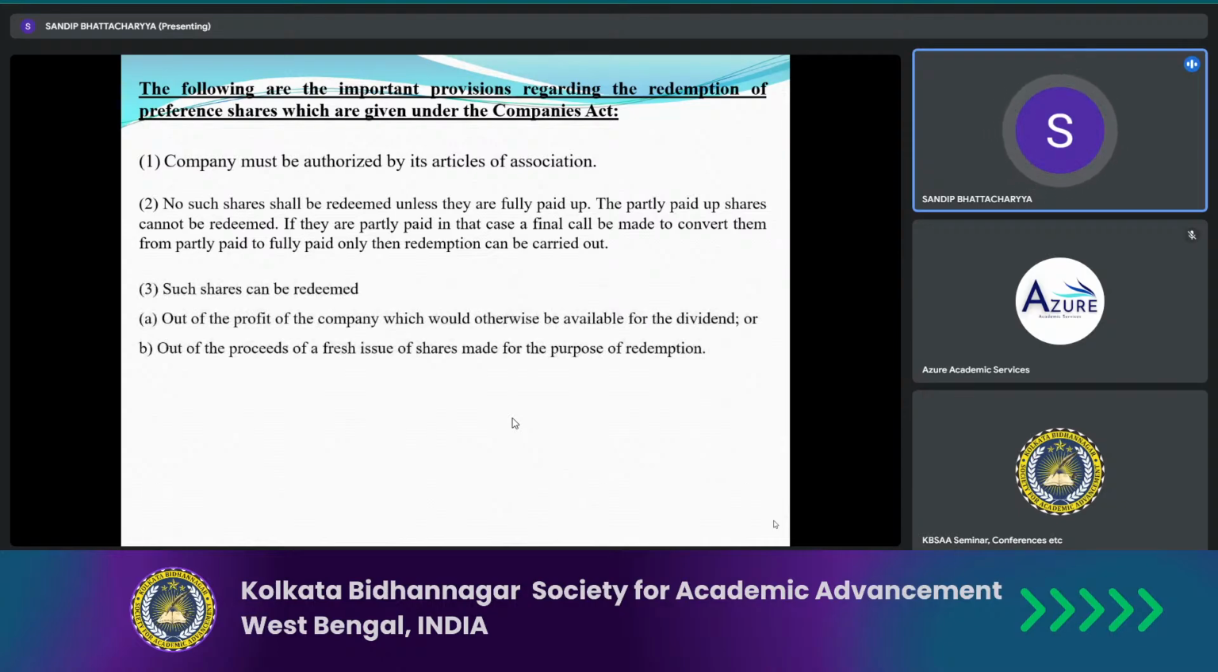Now I come to my third point, that such share can be redeemed out of the profit of the company, that is the accumulated profit, as well as out of the proceeds of a fresh issue for the purpose of redemption. Now, my dear students, this is very important. The entire thing stands on this point number 3: when I am talking about the redemption of preference shares, it is either out of profit or out of the fresh issue proceeds by the company.